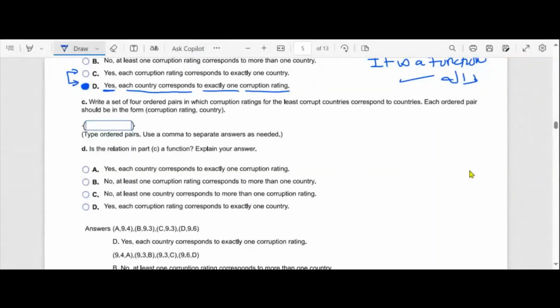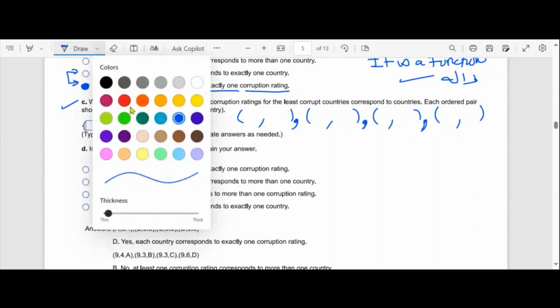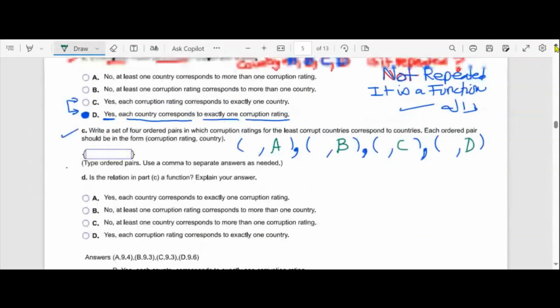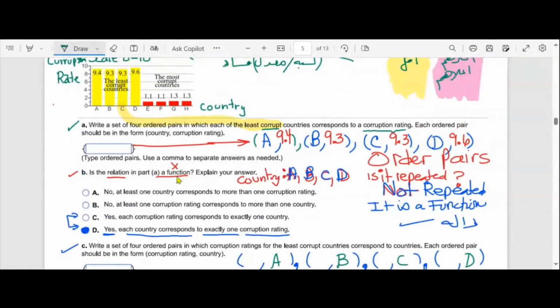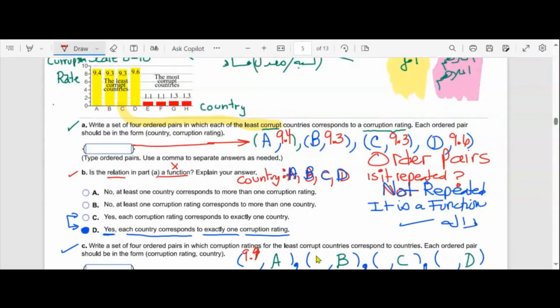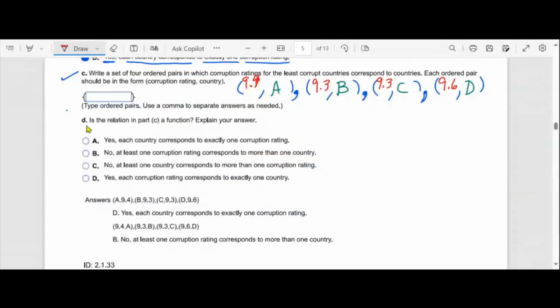Okay, number C. Write a set of 4 ordered pairs in which corruption ratings for the least corrupt countries correspond to countries. Each ordered pair should be in the form corruption rating, country. So how many countries do we have? 4. What is the rate here? 9.3, 9.4, 9.3, 9.6. Good. Now, read the next one.